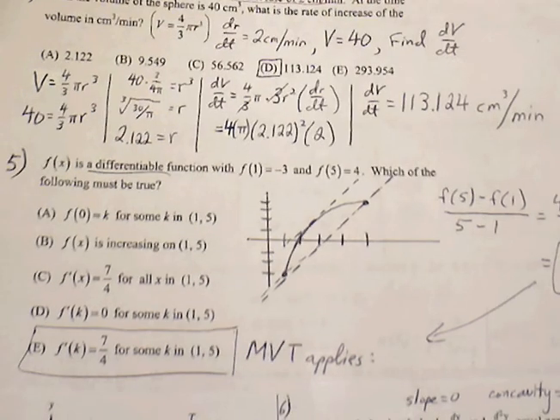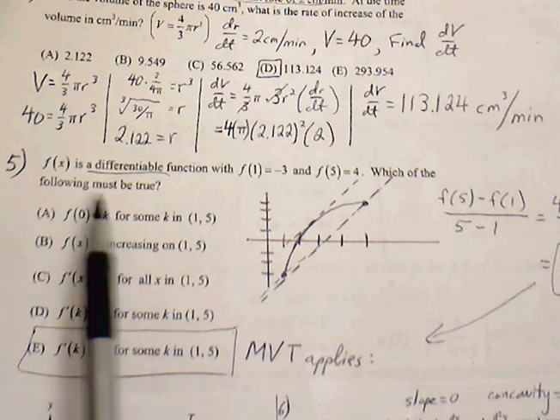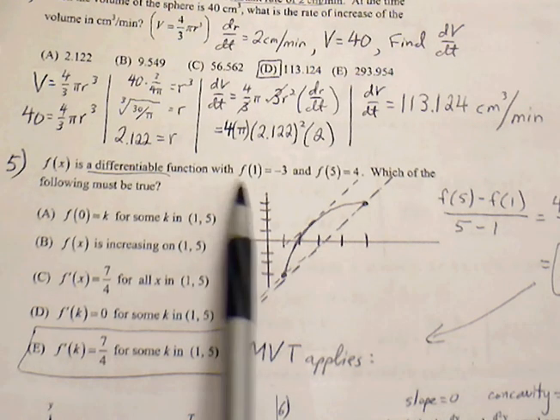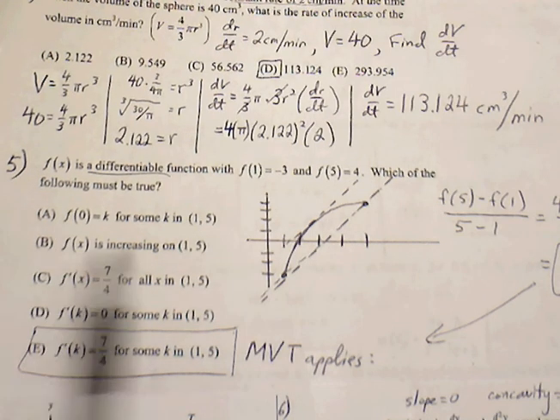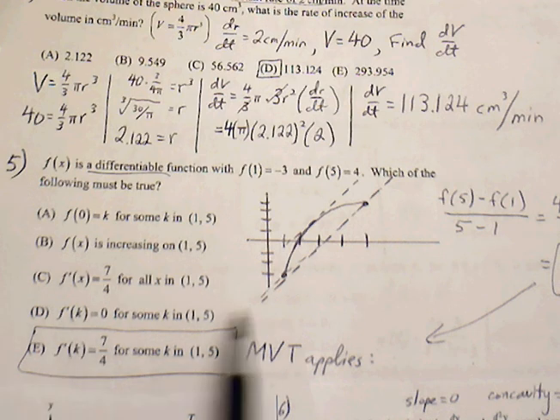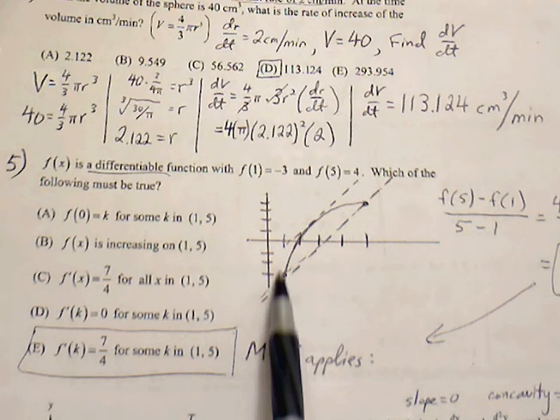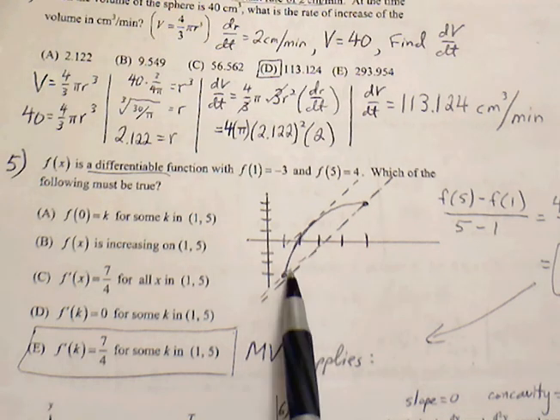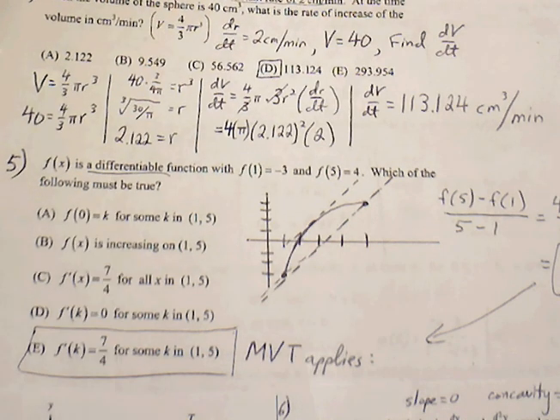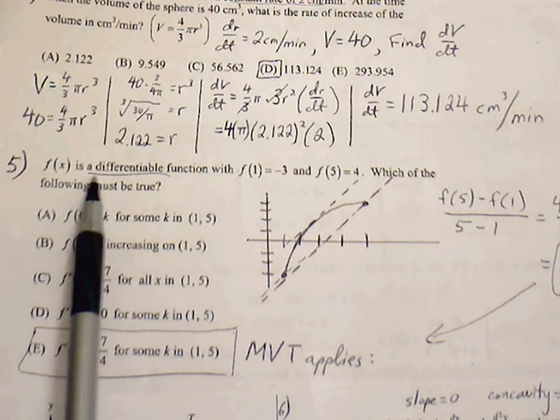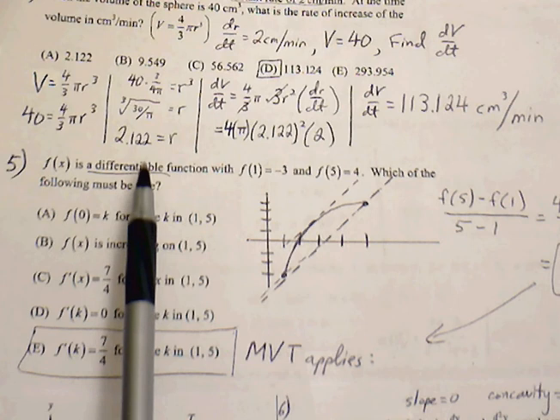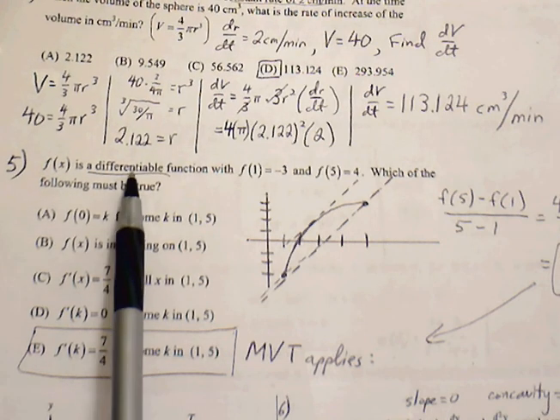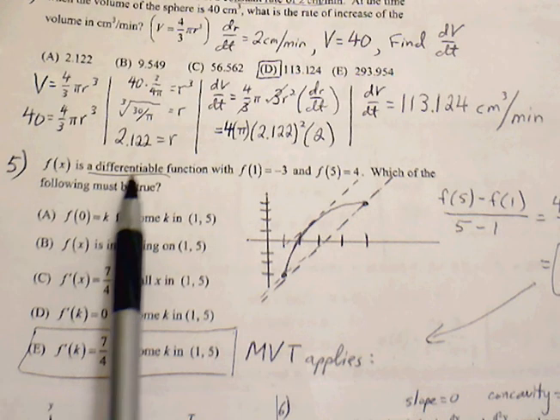Okay, number 5. If f is a differentiable function with points (1, -3) and (5, 4), which of the following must be true? Now, we can think of these as endpoints, and we see that this is potentially referring to the mean value theorem. Okay, so I just drew a graph of something that could occur. Two of the conditions have actually been met for the mean value theorem. Okay, a differentiable function, which also means that in order for a function to be differentiable, it must also be continuous as well. So we're able to state two things with just that statement.